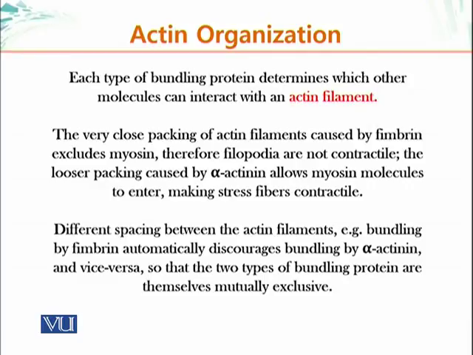Different spacing between actin filaments, for example, bundling by fascin, automatically discourages bundling by alpha-actinin and vice versa. So the two types of bundling proteins are by themselves mutually exclusive. If you have fascin, the alpha-actinin won't be able to bind those actin filaments and vice versa.